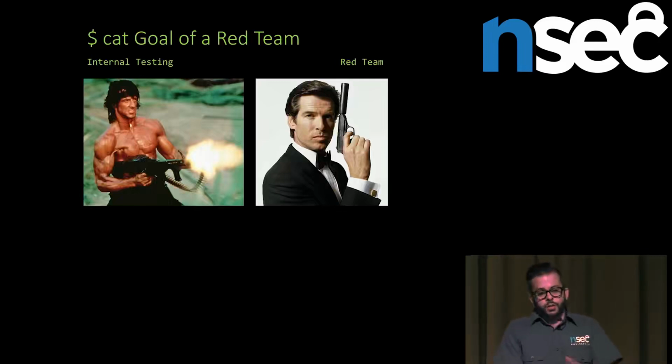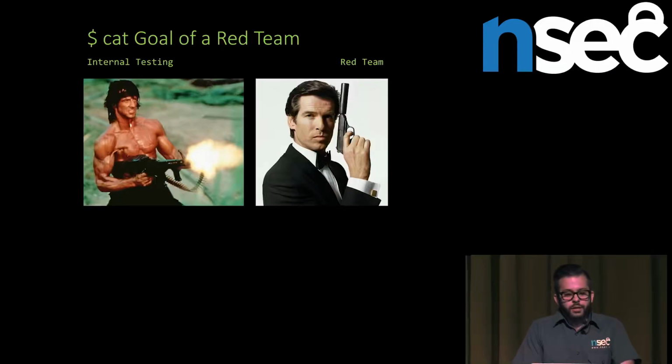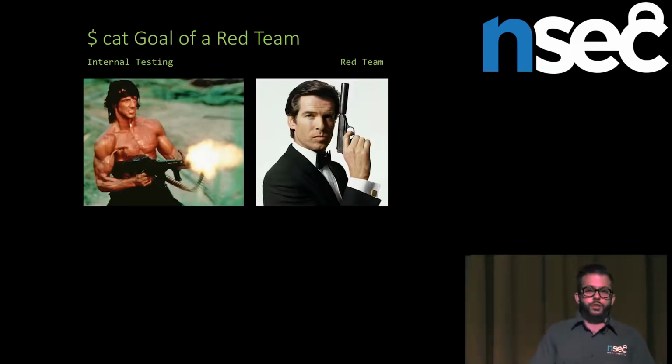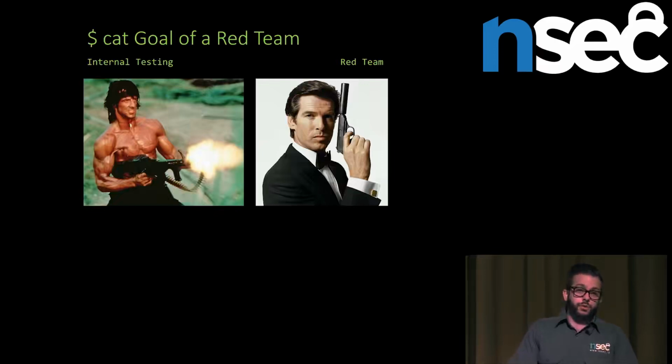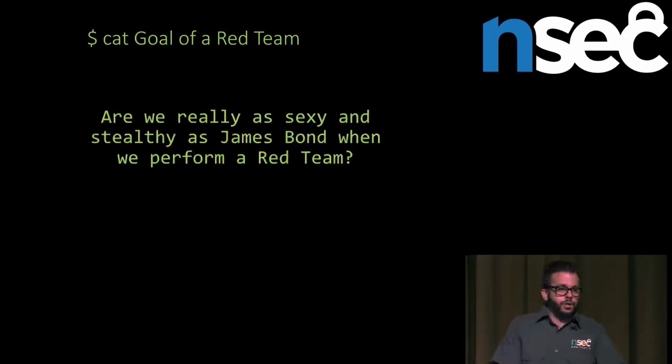If you make the analogy between internal testing and red team, internal testing is most like Rambo: you're shooting everywhere and you're just trying to get shells everywhere. It's usually a little bit easier to get the domain admin that way, but it's extremely noisy and it's not something that you can do when you perform red team. Red team is more like James Bond: you're more stealthy, a little bit more sexy over the network. Usually your payload is going to be a bit more sophisticated than just using your muscle to shoot everywhere. But the real question: are we really sexy and stealthy like James Bond when we perform red team?